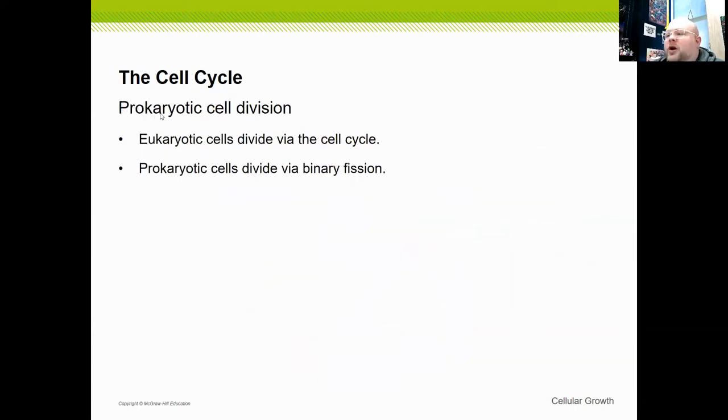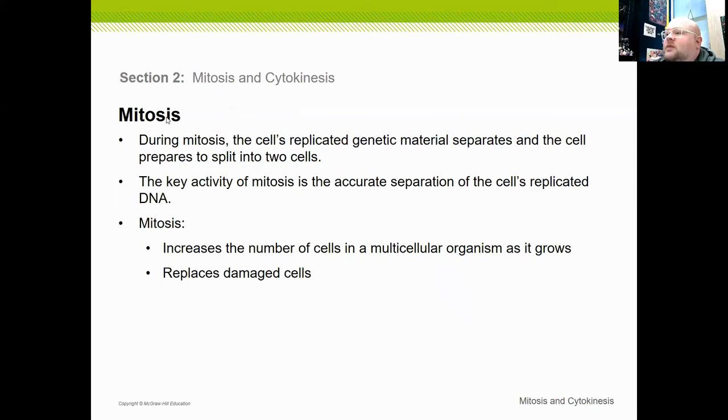Now, we've talked about prokaryotic cells and eukaryotic cells. In eukaryotic cells, which is our cells, animal cells, plant cells, cells divide from that cell cycle. In a prokaryotic cell, things like bacteria and amoeba, they divide by binary fission. They just kind of split apart. It's a way simpler process. So we're not even going to really focus on that too much. But eukaryotic cell division is what we are going to focus on. Specifically, we're going to look at mitosis.